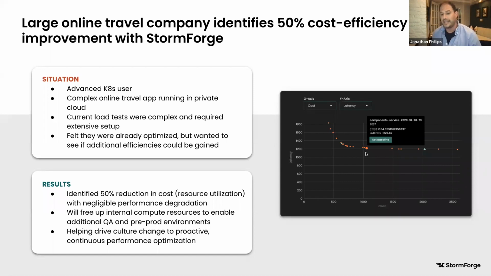So this is a prime example of an organization that had spent years standing up this environment, getting to their CI/CD process that they thought was fully optimized, or at least as best optimized as they could get from a cost standpoint. We were able to identify a 50% reduction across the board.